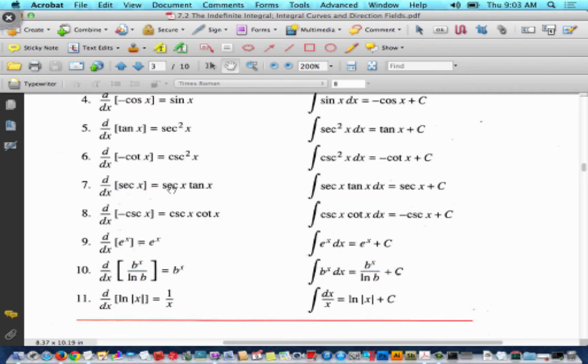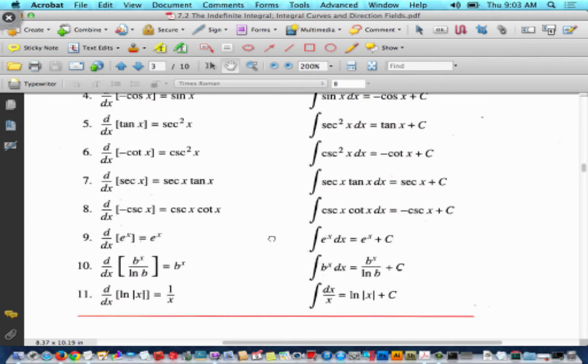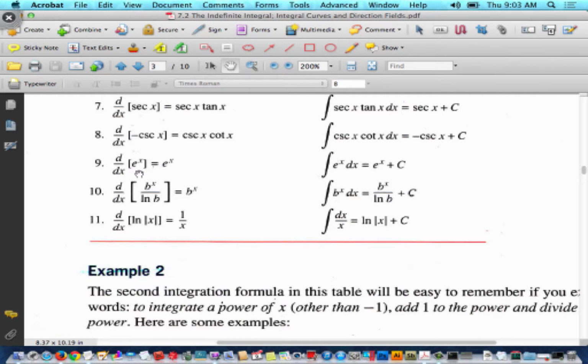Differentiate secant, you get secant tangent. So anti-differentiate secant tangent, you get secant plus c. Differentiate negative cosecant, and you get cosecant cotangent. So anti-differentiate cosecant cotangent, and you get negative cosecant x plus c. e to the x is that wonderful function that's its own derivative. So differentiate e to the x, you get e to the x. Anti-differentiate e to the x, you get e to the x plus c.